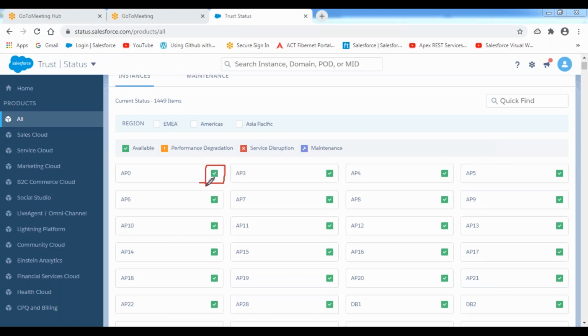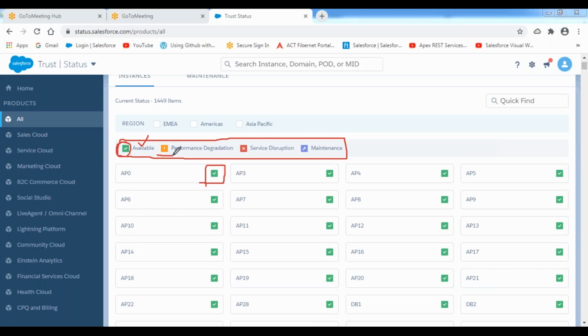The server status is success. Nothing but it is working fine. There is no issue in the server. Then how do we know? Because it is indicated by the legend. This is called the legend symbol given by Salesforce. So the green color tick mark is indicating the server is available. Nothing but the server is running fine. No issues inside the server.